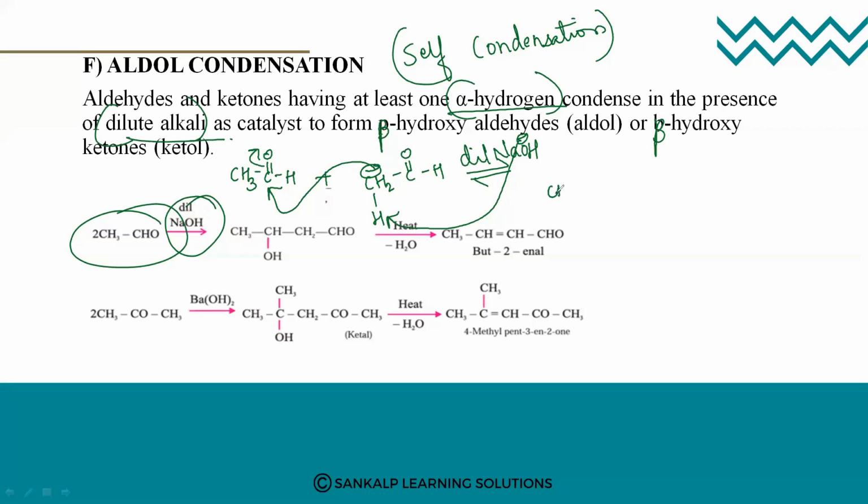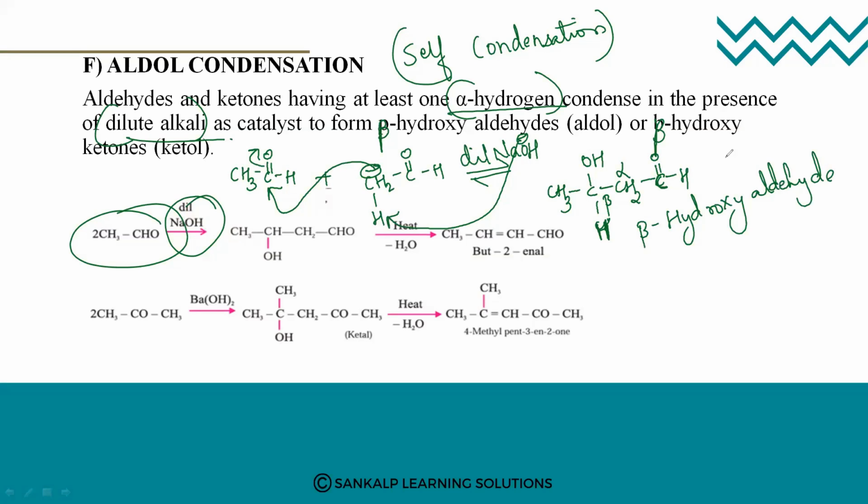So I'll write the reaction now. CH3, C, then O, then here CH2, then this will be C double bond O, H, and here it will be H. Understood? Like this. So this H will be here. Now this is the carbonyl, this is your alpha carbon, this is your beta carbon. So it is forming beta hydroxy aldehyde. The name is acetaldol.